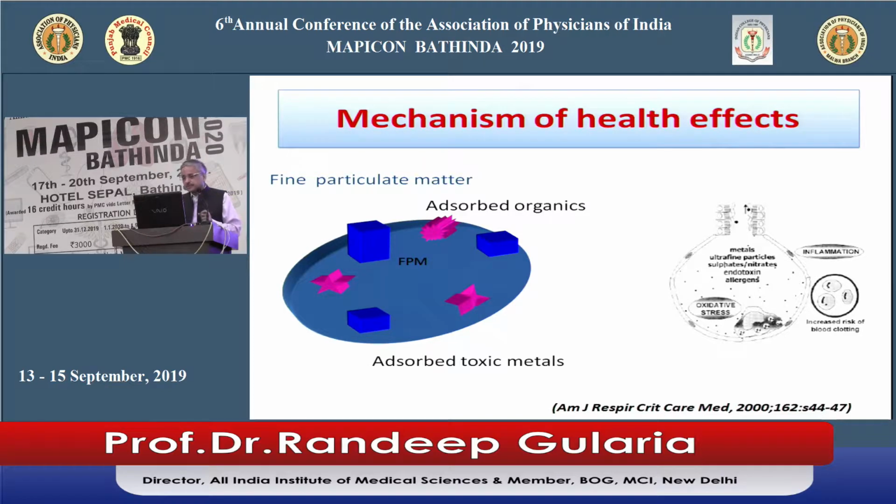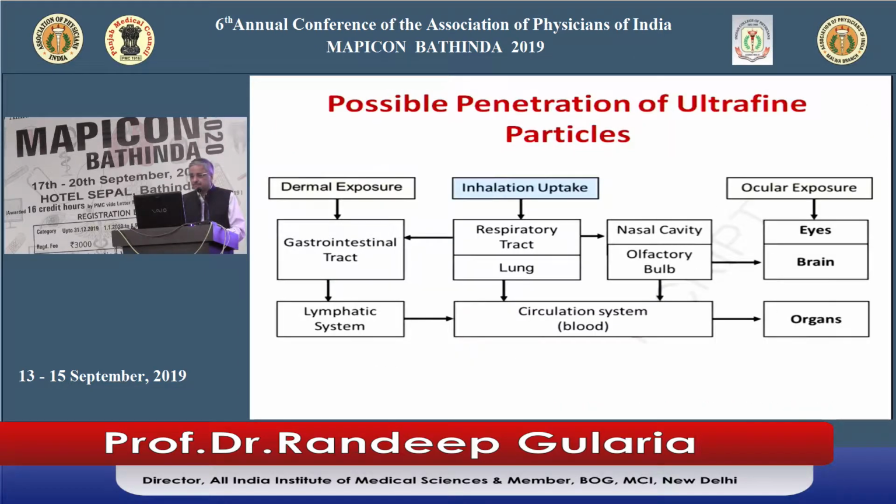This fine particulate matter contains a lot of adsorbed organic compounds and absorbed toxic metals. These go into the alveoli, cause oxidative stress, and lead to inflammation. This increases the risk of blood clotting and therefore leads to increased respiratory and cardiovascular morbidity and mortality.